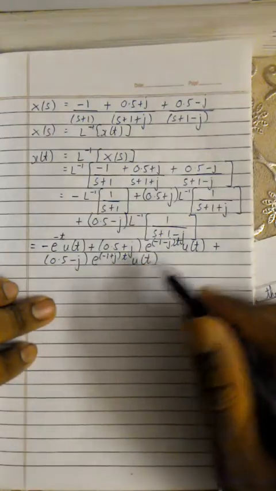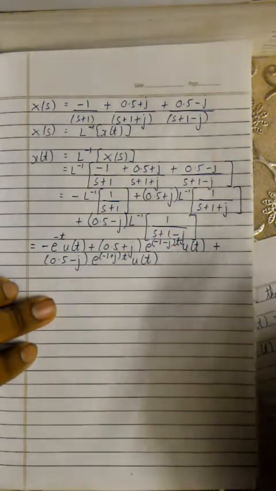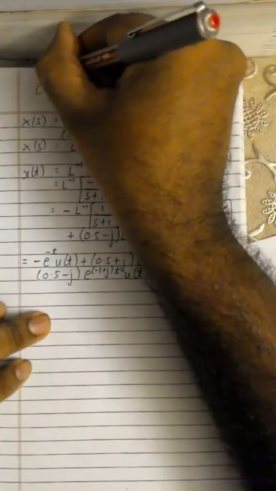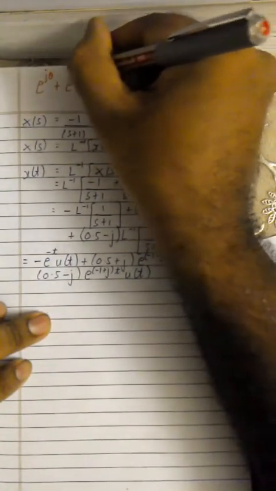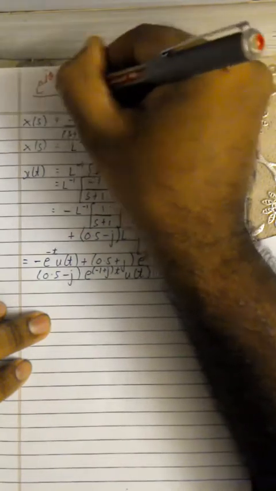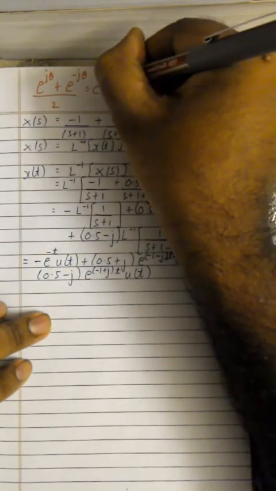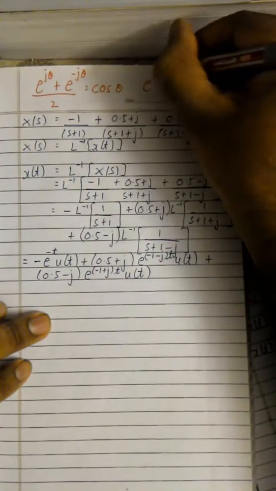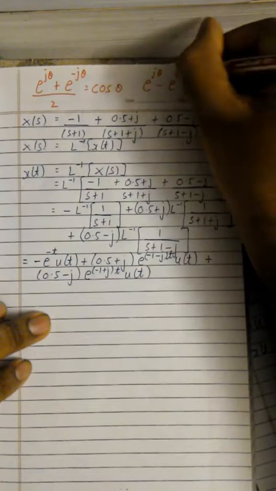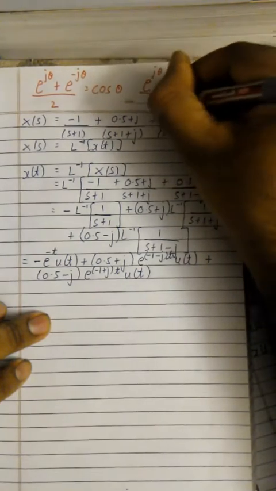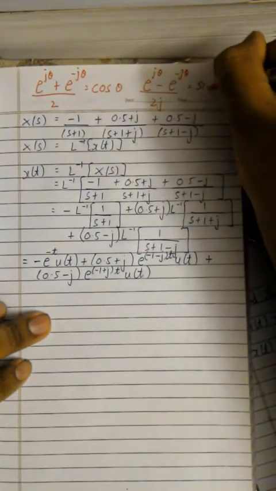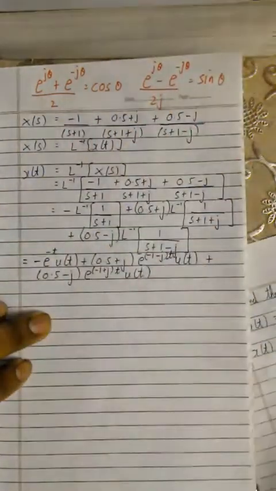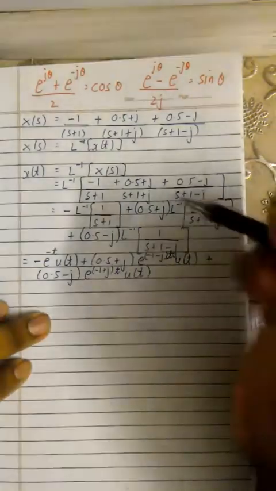You can remodify it and make it even more simpler, right? Because we know that (e^(jθ) + e^(-jθ))/2 is equal to cos θ, and we also know that (e^(jθ) − e^(-jθ))/2j is nothing but sin θ. So I can make this equation in these two formats, and then I can simplify my answer.